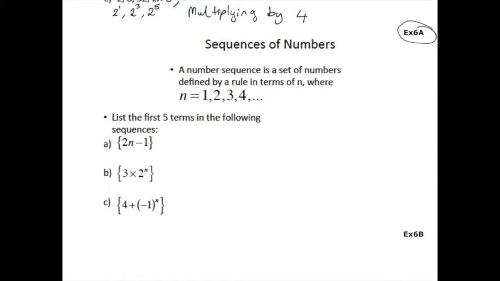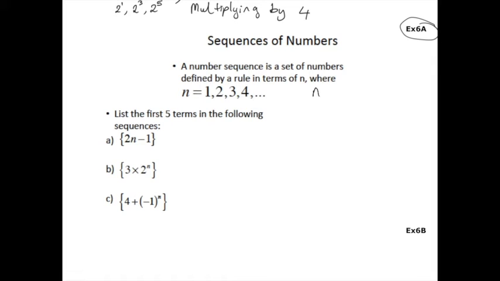Sequences of numbers again. Now, we're going to use rules in terms of n, much like a patterning task. A number sequence is a set of numbers defined by a rule in terms of n. So n is 1, 2, 3, 4. It's never a negative or a 0 because it's the position. It's either the first term or the second term or the third term. There's never a 0th term or a negative first term. It's always positive. So basically, n is bigger or equal to 1, and it's an integer.